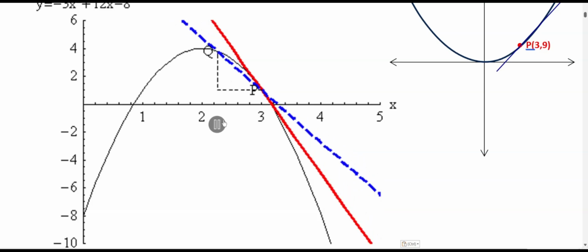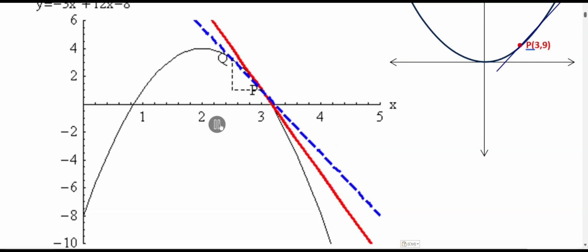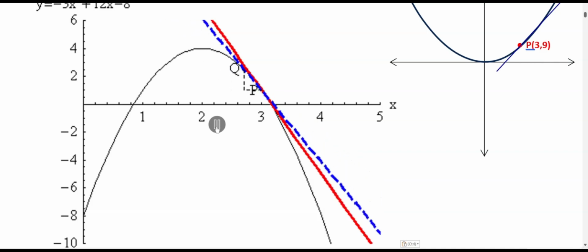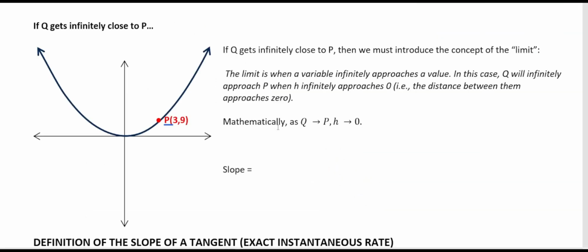So as Q infinitely approaches P, the secant becomes a tangent, and that means that h has to approach 0 infinitely. If Q gets infinitely close to P, then we must introduce the concept of a limit. The limit is when a variable infinitely approaches a value. In this case, Q will infinitely approach P when h infinitely approaches 0, when the distance between them goes towards 0.